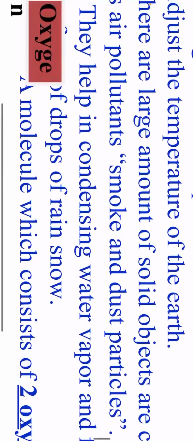And there is water vapor in the air. The water vapor in the air condenses with the help of smoke and dust particles. What happens to water vapor in the air? Condensation, by the help of smoke and dust particles. And when the water vapor condenses, it changes into rain and snow.